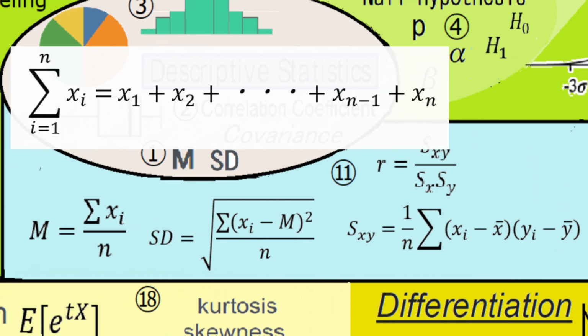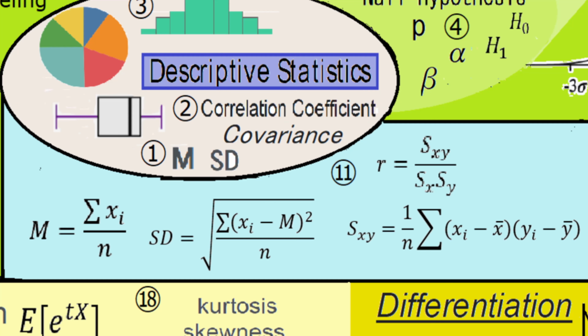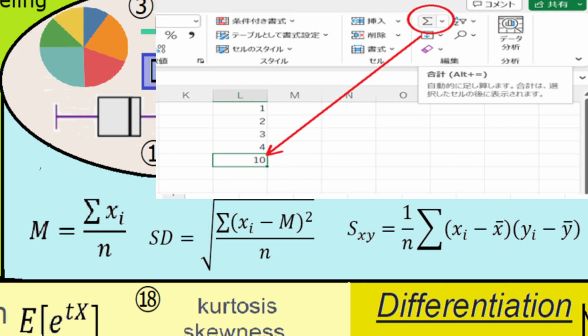The symbol sigma simply means the sum of all elements, making it much easier to represent the sum of thousands or tens of thousands of elements than listing them one by one. You may also notice that the button for calculating the total in Excel is represented by sigma.